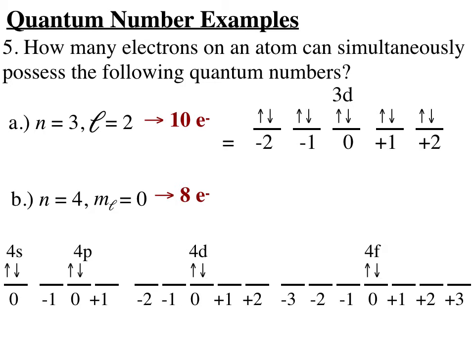Now for this m sub L equals 0 orbital, there's no specification as to the spin of the electron. So technically, 2 electrons could be in each, because there's no designation of what you specify for the m sub s value. So you can have 2 in the m sub L equals 0 for the s, 2 in the m sub L equals 0 for the p, 2 in the m sub L equals 0 for the d, 2 in the m sub L equals 0 for the f. So a total of 8 electrons can occupy these 2 quantum numbers simultaneously on any atom.